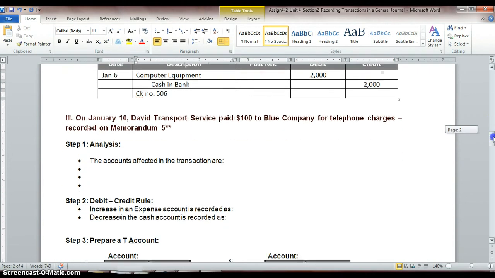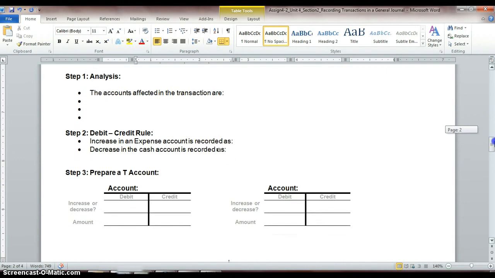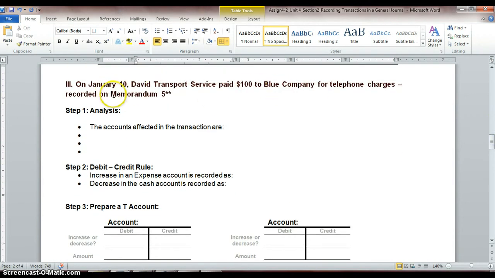So you're going to go through the rest of these transactions and record them just like we did in part 1 in your T accounts, copy them into your general journal, and then just remember to also put in your documentation. That's all there is to it. Let me know if you have any questions.